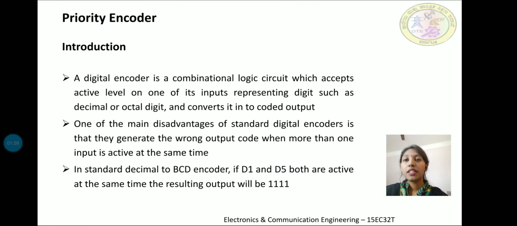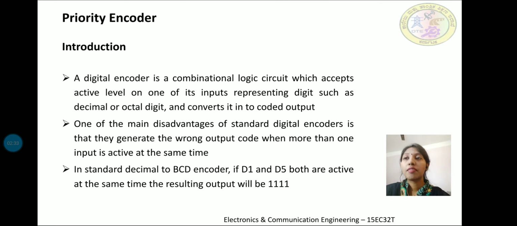One of the main disadvantages in the standard digital encoder is that if more than one input is active at the same time, it results in the wrong output. For example, in the decimal to BCD encoder, if D1 and D5 are both active at the same time, then the output obtained is neither 0101, which corresponds to digit 5, nor 0001, which corresponds to digit 1. The output obtained will be 1111, which is a wrong code. This code does not correspond to either D5 or D1.